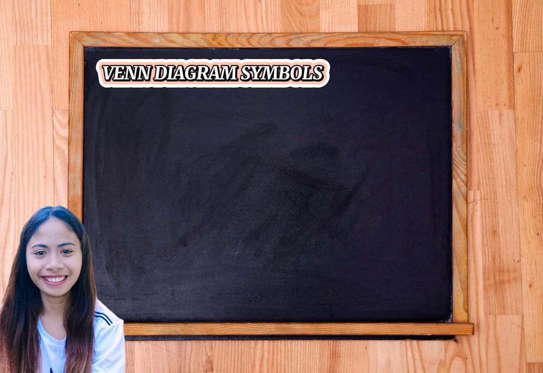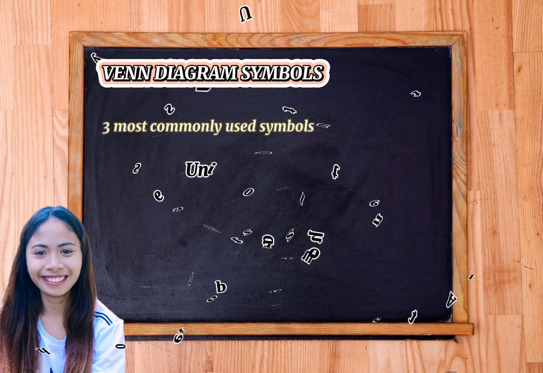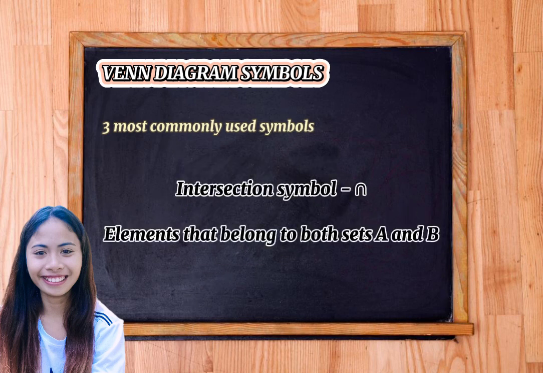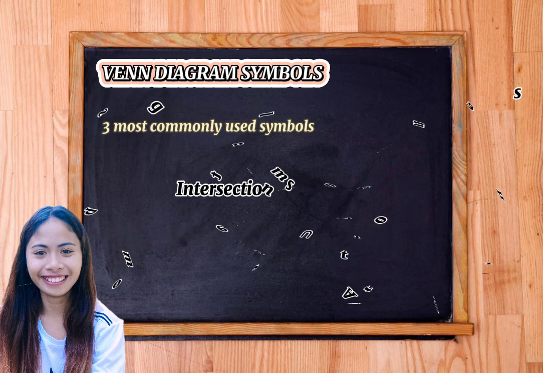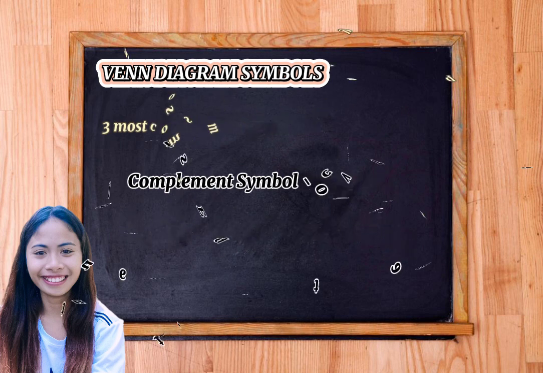We will learn about the 3 most commonly used symbols in this section. They are listed below. First is the union symbol. It is the elements that belong to either set A or set B or both the sets. Second is the intersection symbol. It is the elements that belong to both set A and B. Third is the complement symbol. It is the elements that don't belong to the set A.